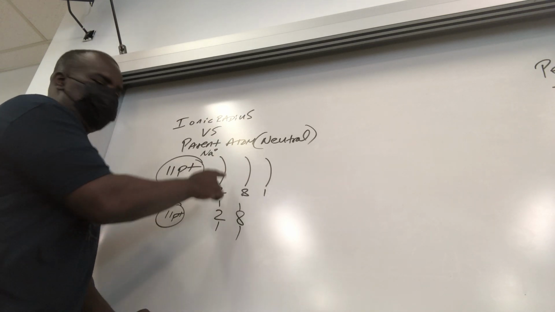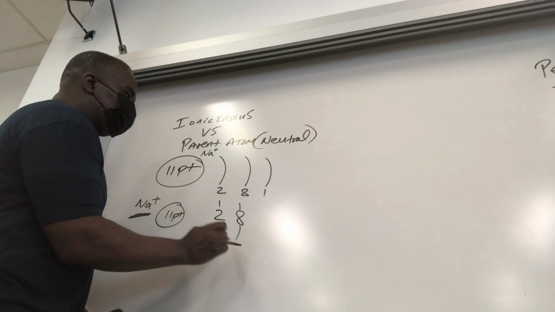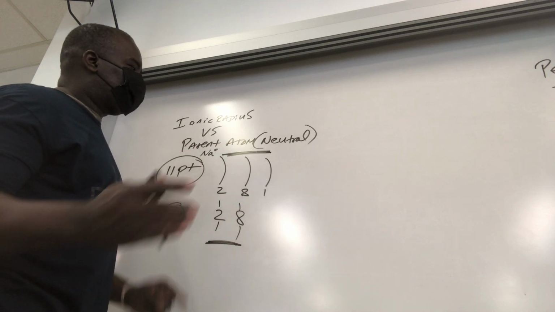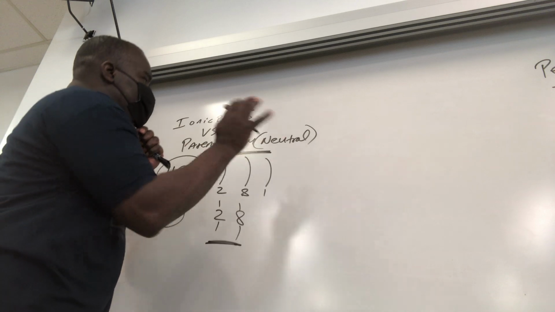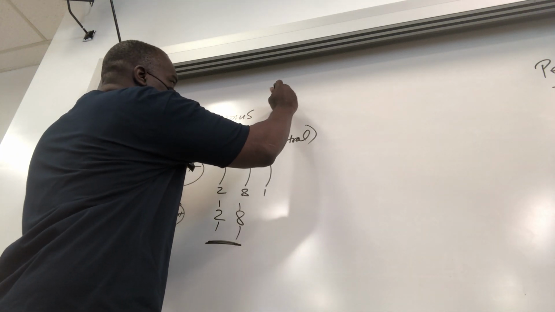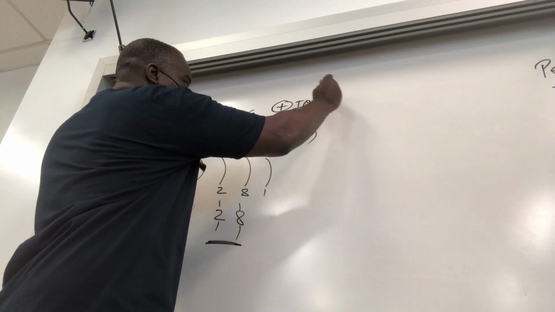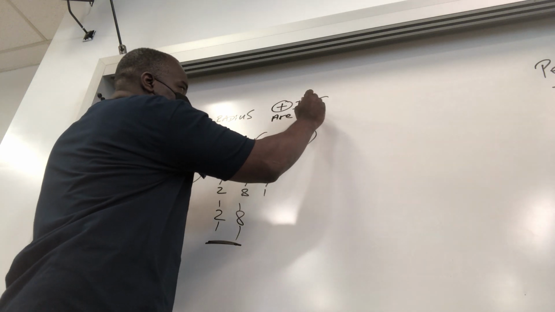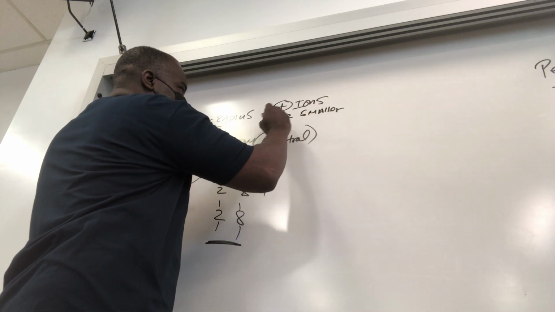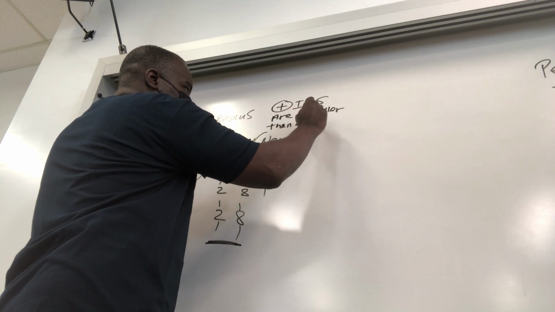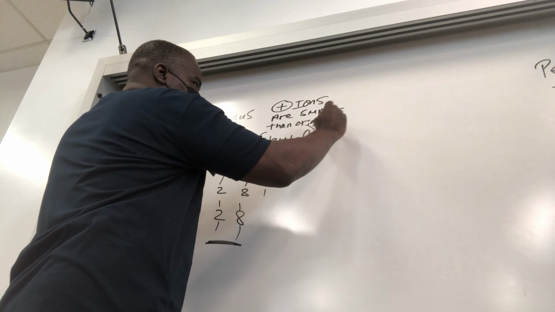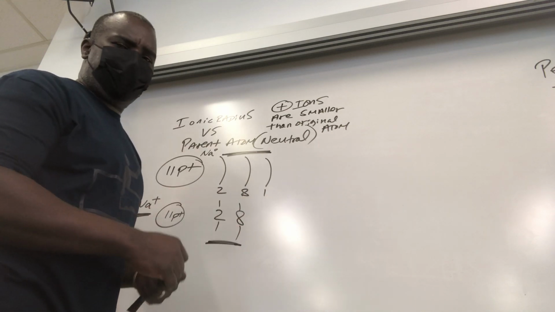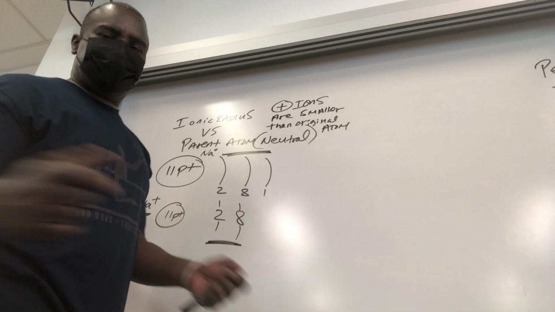Now guys, which one of these is larger? This guy with two shells, or this guy with three shells? Hopefully you said the guy with three shells, right? Energy levels. So here's the deal, folks. You can make a note that positive ions, like Na plus with two shells, are smaller than the original neutral atom. Positive ions are smaller than their parent atom, and you're done.